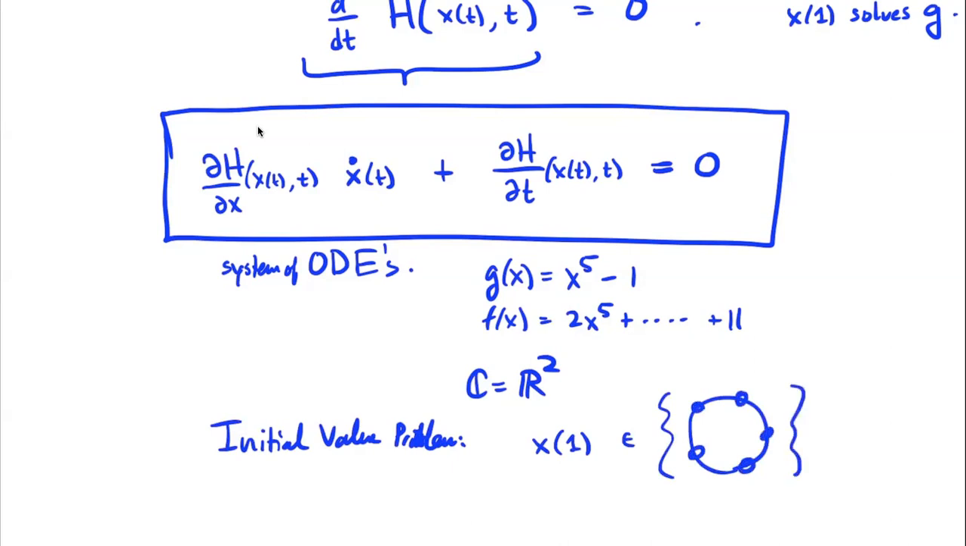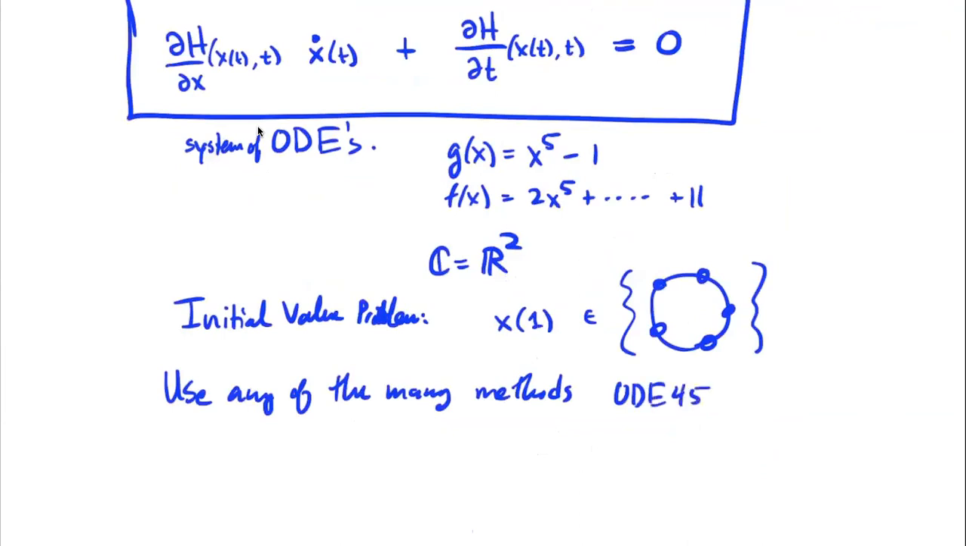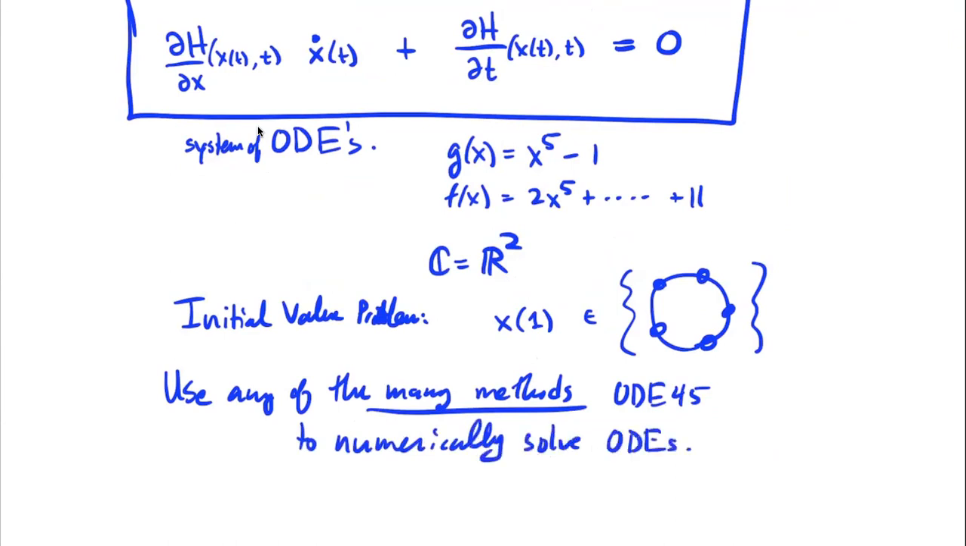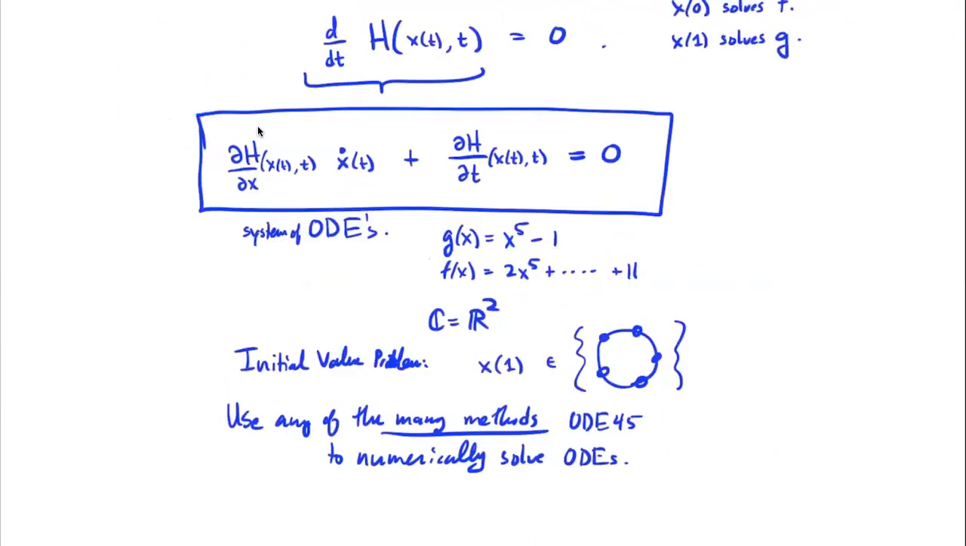And so we just propagate from x of one back through time, and then we discover x of zero. We propagate these solution paths forward using this ODE system, and we get it. In particular, use any of the many methods, for example ODE45 in MATLAB, Runge-Kutta methods, any of the many methods to numerically solve ODEs. You will pick up the unknown solutions as the endpoints of the time evolution of each of these initial solutions. And so that's the idea.